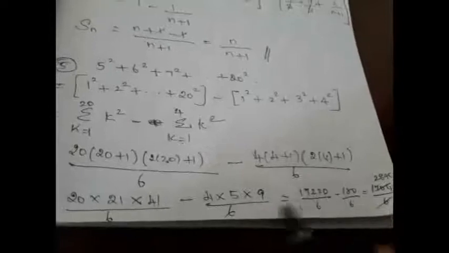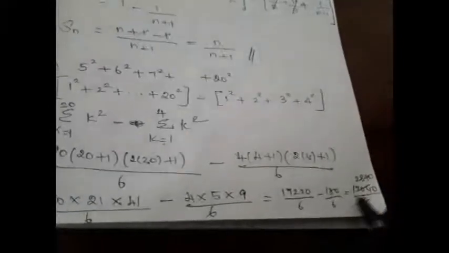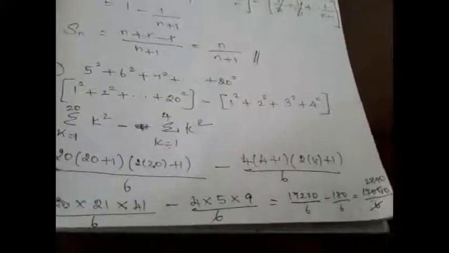So I multiplied all the numerators, it is 17220, here it is 180. If I subtract, I got 17040, then I have cancelled it. So our answer is 2840. So it all depends on how you are analyzing your problem.